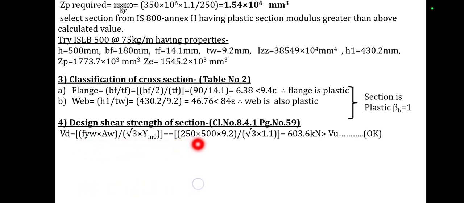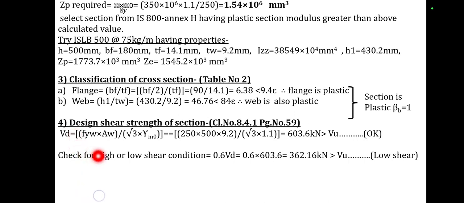Now the value of FYW is 250, and AW is equal to 500 into 9.2. This 500 into 9.2 is nothing but the depth of the section into the width of the web. Here AW is the area of the web, suffix A, suffix W resembles the area of the web, and therefore divided by root 3 gamma m0, which is 1.1, and it is 603.6, which is greater than our VU. Therefore the beam is safe in shear.